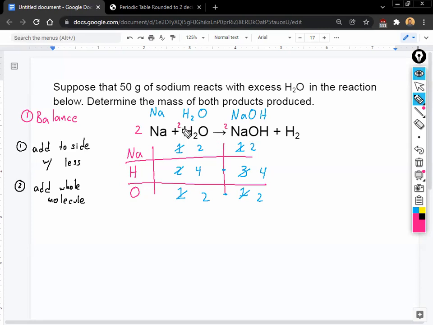Yeah, this one right here, right? Yeah, you put a 2 because you have 2 of the entire molecule. And since there's 2 in that molecule, if you put a 2 in the front, that's going to get it to 4. Yeah, good question, of course.